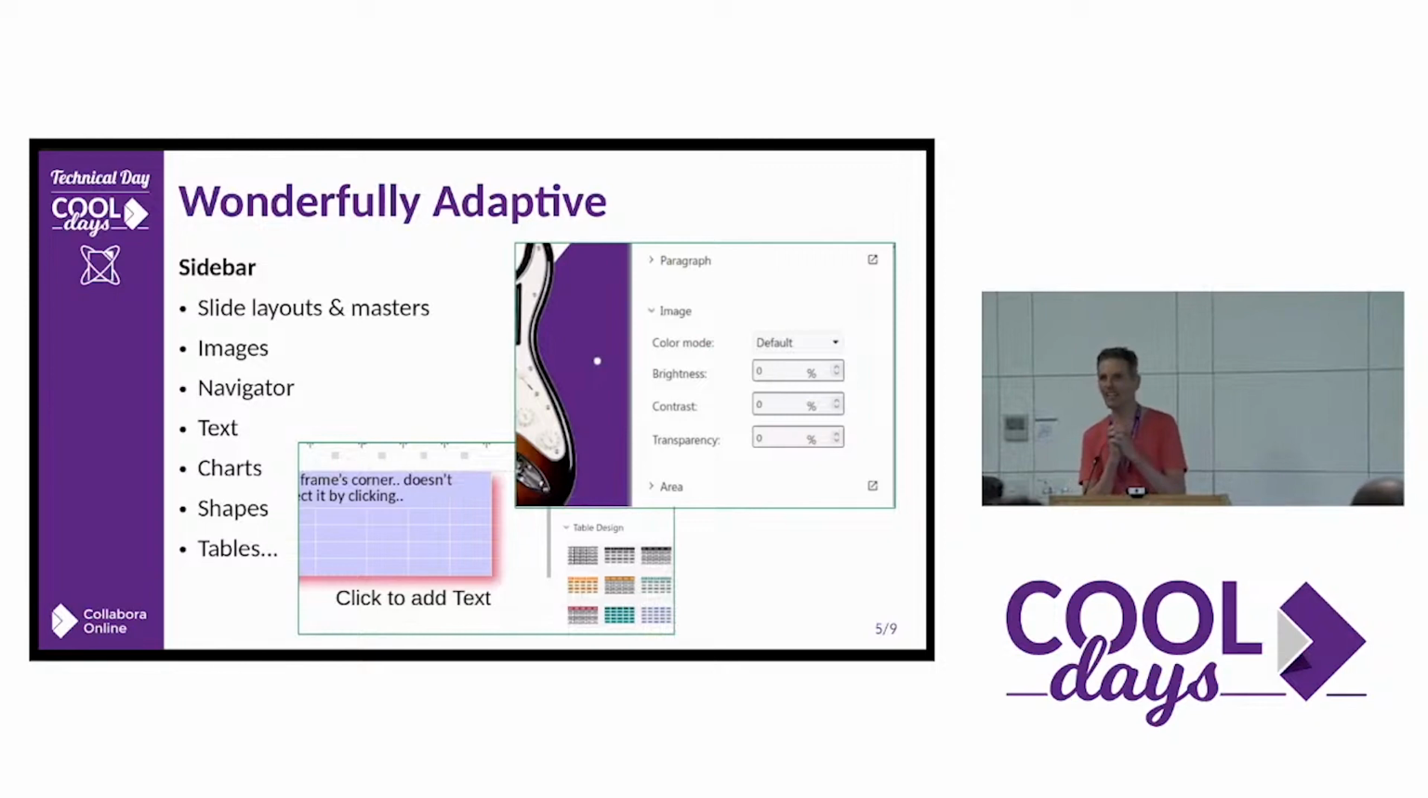Wonderfully adaptive, that is our sidebar. If a table is selected, or a picture, a shape or a text frame, whatever, it adapts. So that's always good to use and to keep in mind. Use the sidebar.